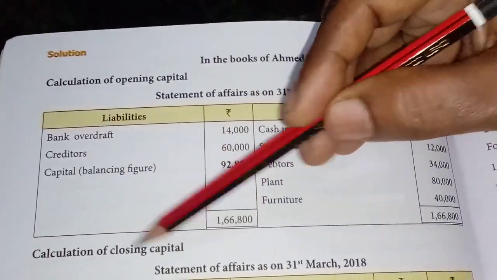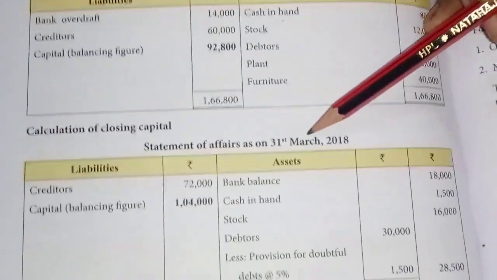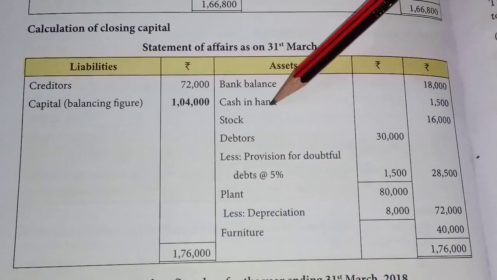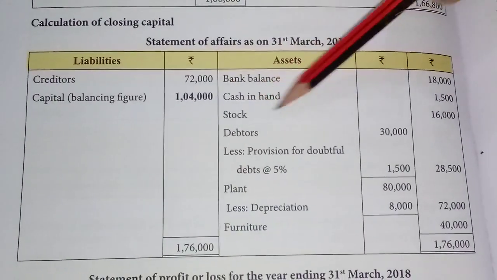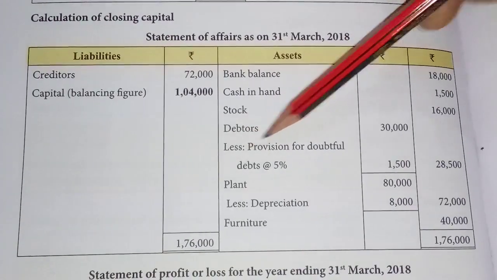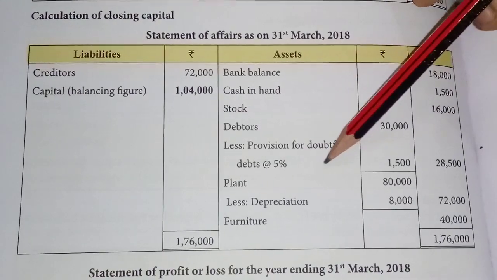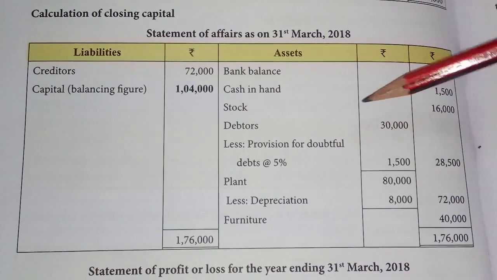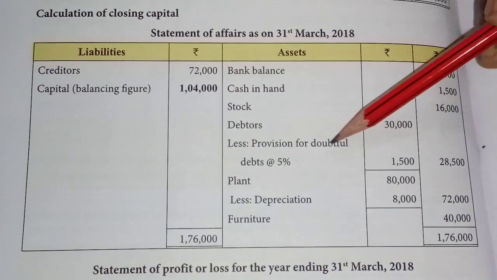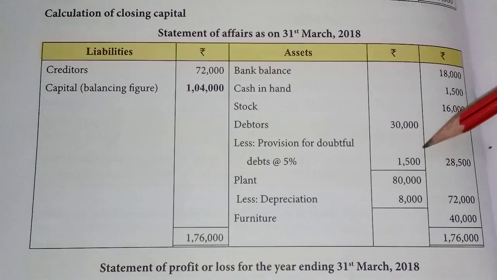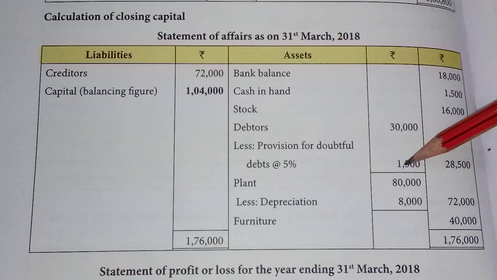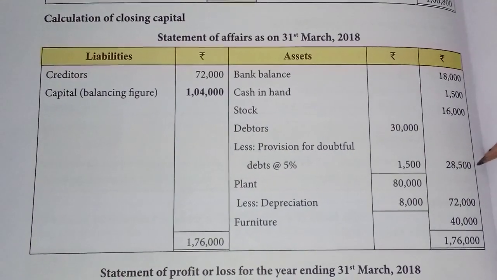Then the next one, statement of affairs as on 31st March 2018. Here you can write cash in hand first, then cash at bank, then stock, debtors. Here we have only one adjustment, less provision for doubtful debts, 5%. We need to calculate 5% on 30,000: 30,000 into 5 by 100. We will get 1,500. So draw a line and write the amount straight, 1,500, 28,500.